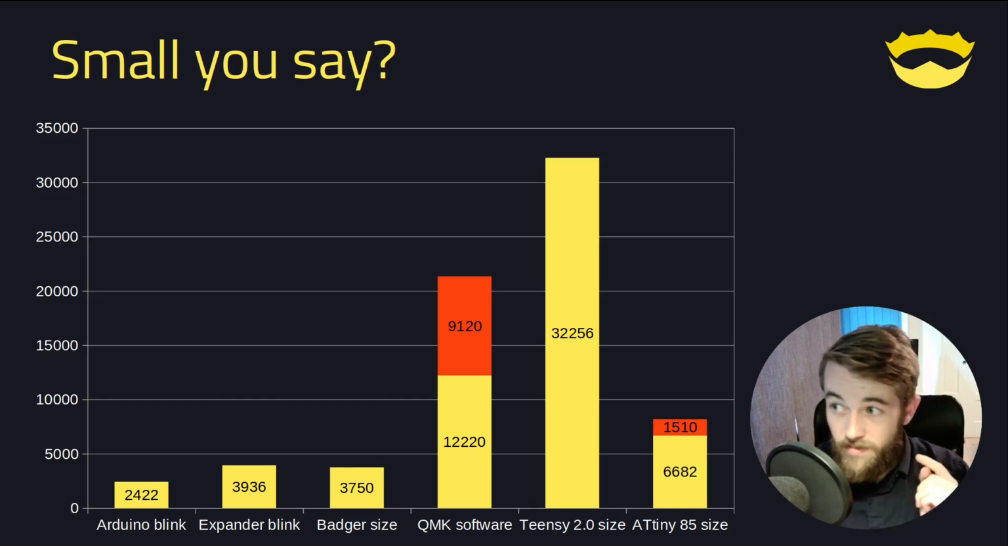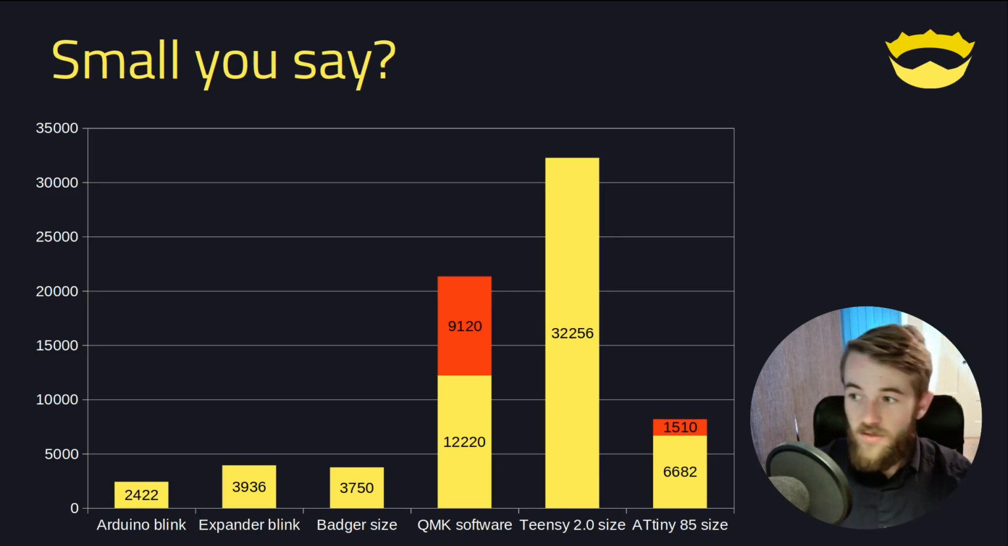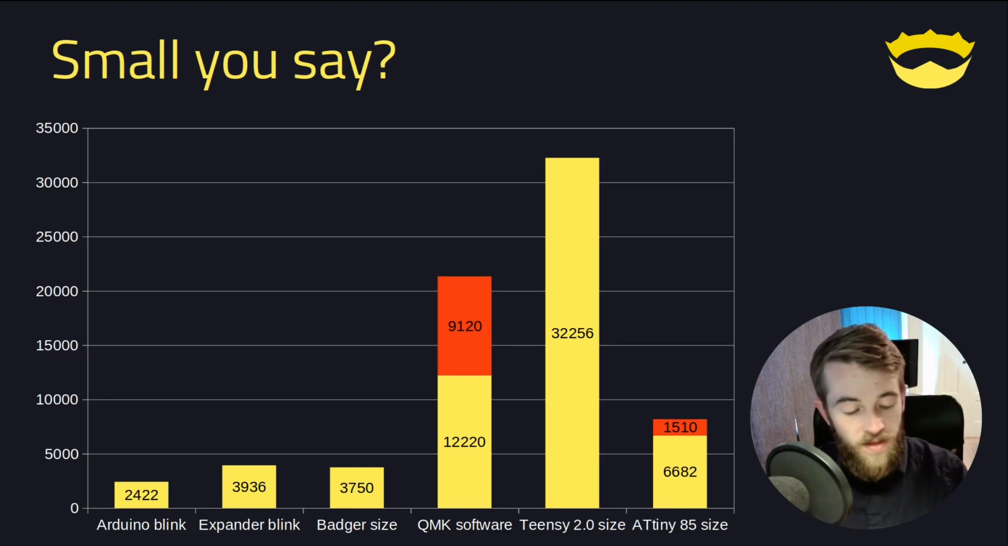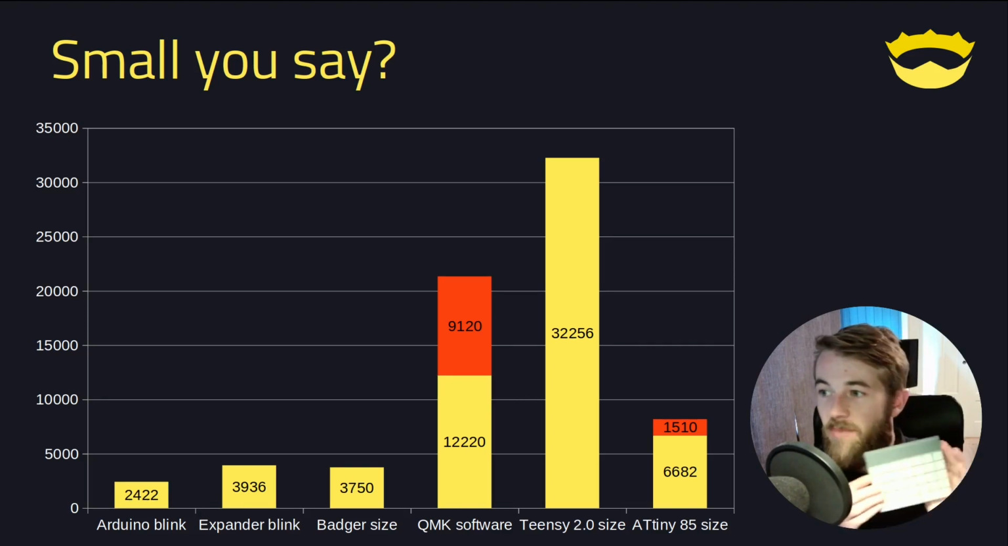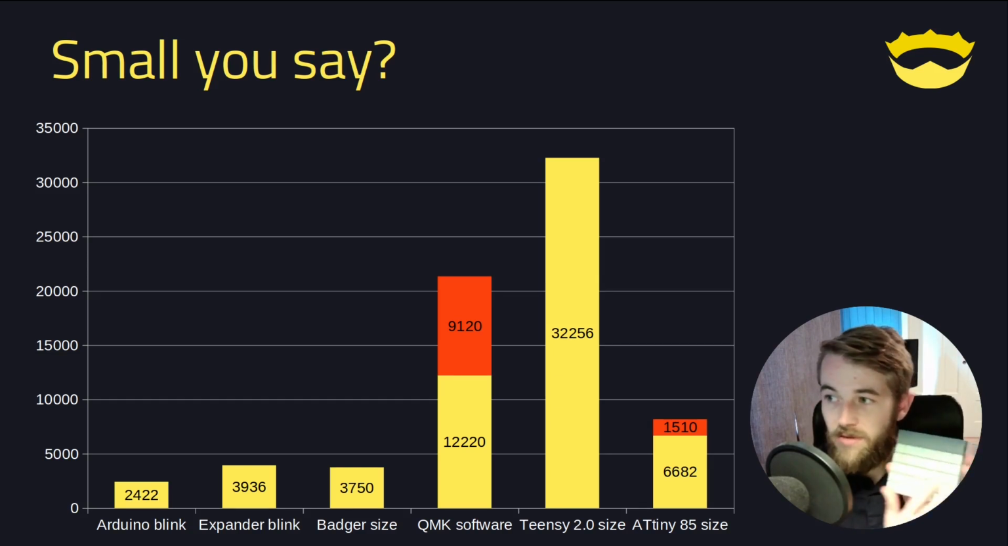In comparison, Badger, the full firmware, is 3,750 bytes. That is 2 keyboard halves, both connected via these port expanders, with a full 5x7 matrix on each half, 2 layers of keyboard layout, so I can hit a key and it switches to a different layer where all the keys are different, or some of the keys are different.